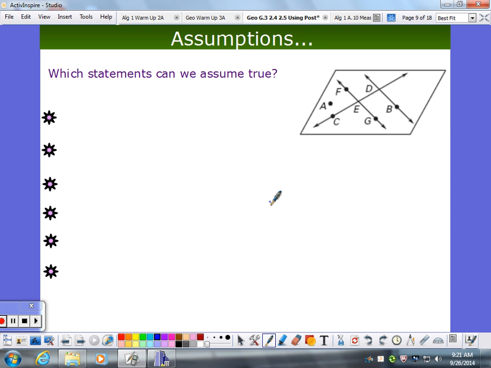So let's see, I don't think I have this one on here. This is wrong. I don't think I have this one on your paper. So let's just do it from here. Just looking up, what statements can we assume to be true? So looking at that diagram, again, it's up on the board. I don't have it on your paper.